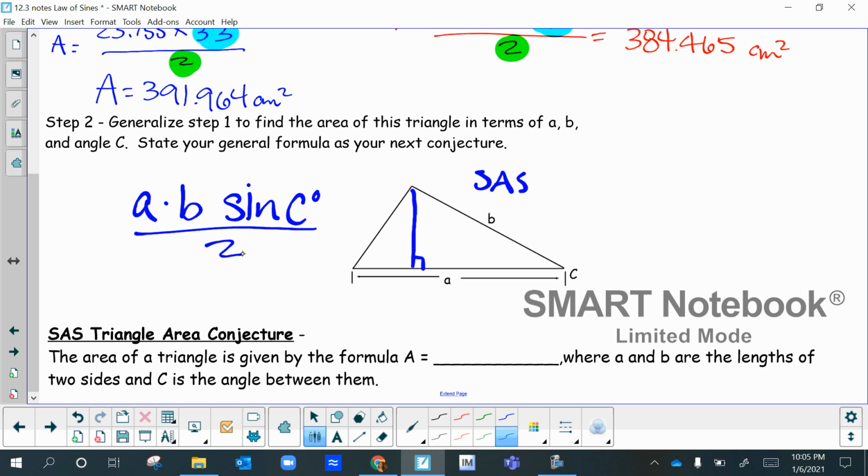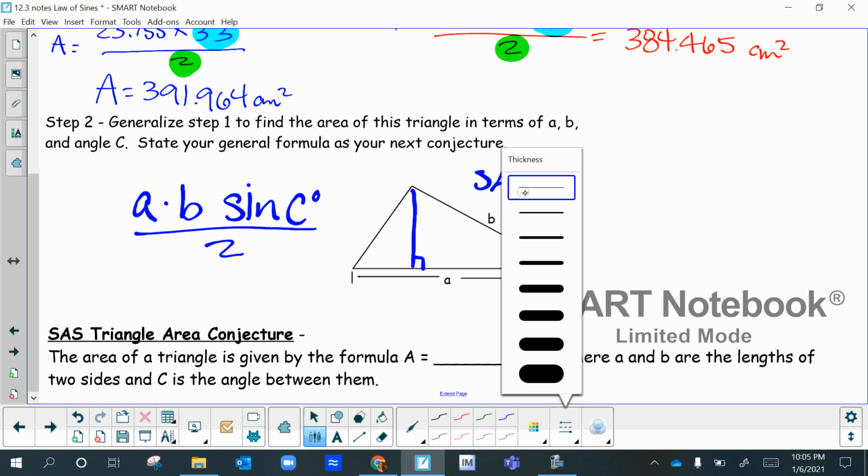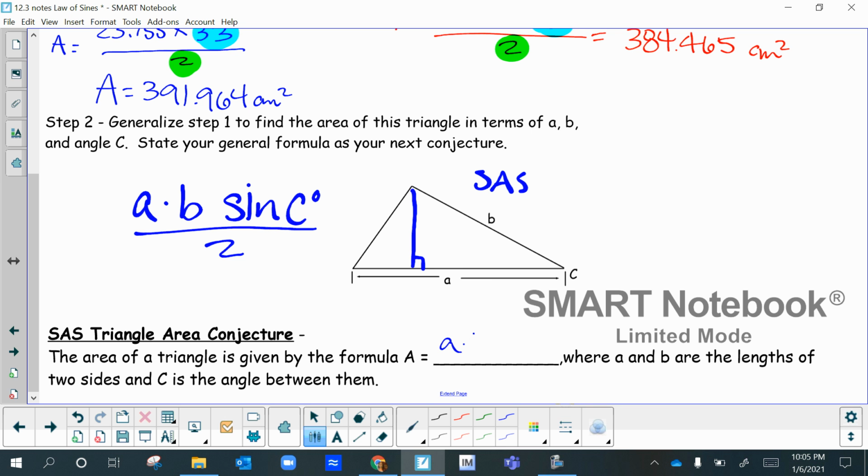Okay, so the area of a triangle, whenever you're given two sides and the included angle, okay, so keep that in mind. You're given A and B, and you're given angle C, which is the included angle between them. Then you're going to do A times B times the sine of C, which remember that's an angle, and then you're going to divide it by 2. Another way to write it is 1/2 times A times B times sine of C.